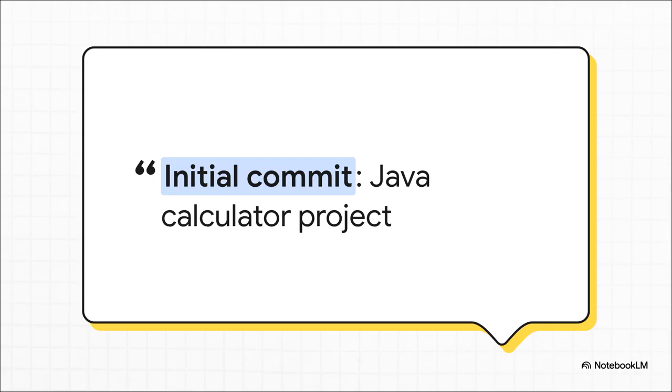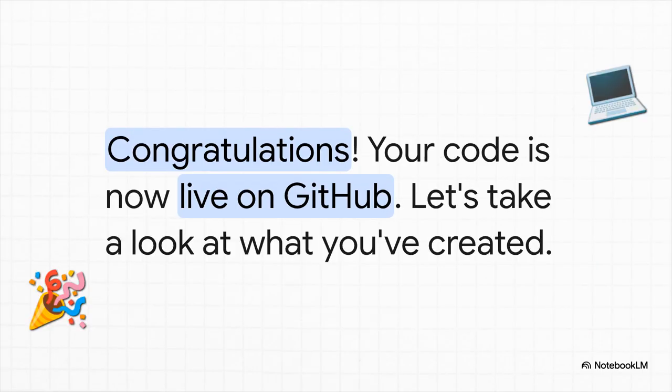So after your files are done uploading, scroll down the page a bit. You'll see a box where you can type in your commit message. For this first one, let's keep it simple and clear. Something like "initial commit Java calculator project" is perfect. Type that in, and then go ahead and press that big green Commit Changes button. Do it. And that's it.